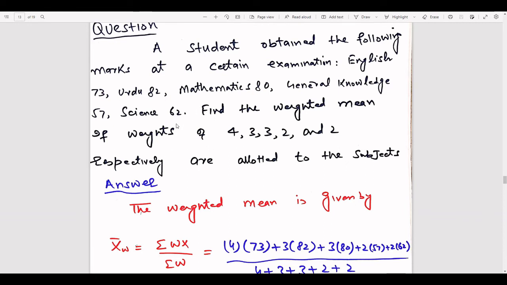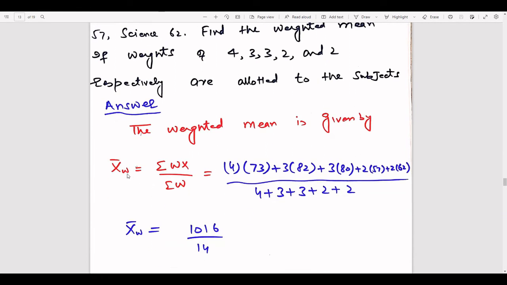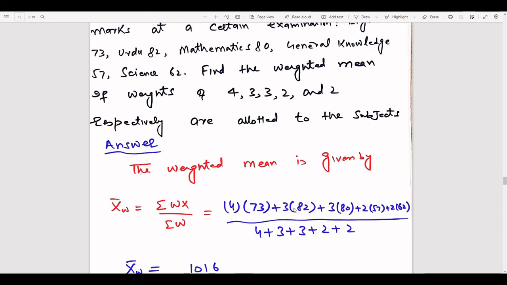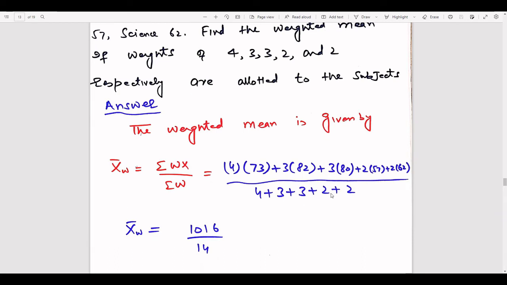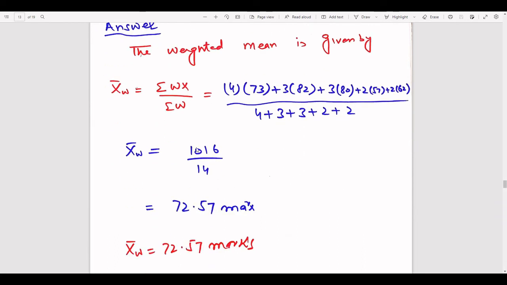The formula of the weighted arithmetic mean is x bar subscript w, which shows this is the formula of the weighted mean, equal to sum of w x over sum of w. That is w1 x1, w2 x2, w3 x3, w4 x4, w5 x5. 4 multiplied by 73 plus 3 multiplied by 82 plus 3 multiplied by 80 plus 2 multiplied by 57 plus 2 multiplied by 62, divided by 4 plus 3 plus 3 plus 2 plus 2. This is the weighted arithmetic mean of all these subjects.